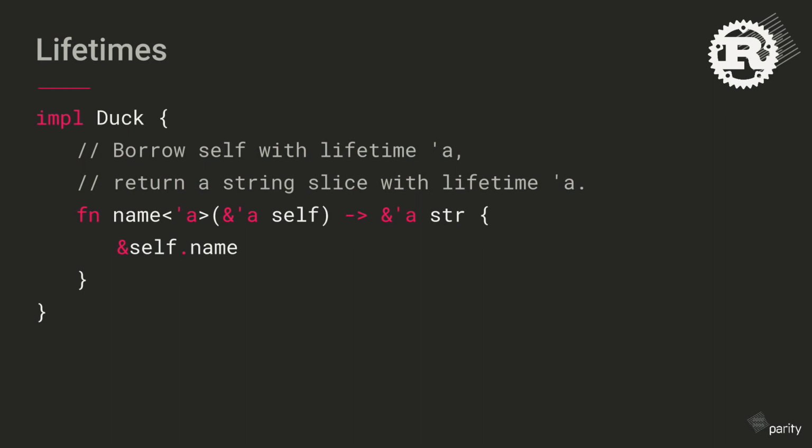And this is the way to write it if you want to be explicit about it: you introduce a lifetime 'a, you borrow self with lifetime 'a, and you return a string slice with lifetime 'a, the same lifetime.